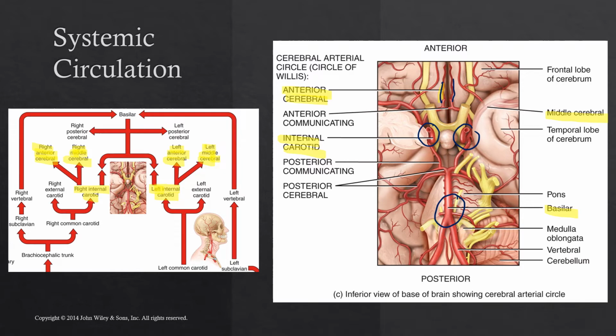Now, these, along with the anterior communicating, the posterior communicating, and the posterior cerebral, these all form this arrangement of blood vessels at the base of the brain, which is called the circle of Willis, or the cerebral arterial circle.